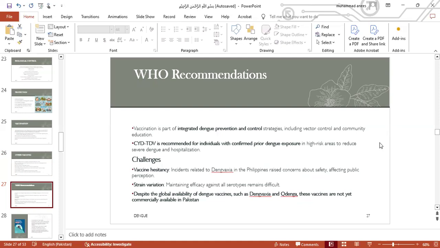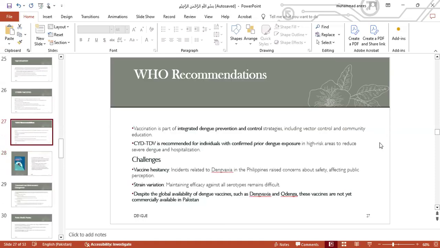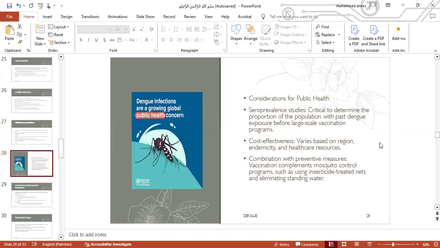However, there are certain challenges that have been faced, which is because of the vaccine hesitancy. Incidents related to Dengvaxia in the Philippines raised concerns about safety affecting public perception. Also, there is strain variation, which is maintaining the efficacy against all serotypes remains difficult because there are different genotypes of the virus. Despite the global availability of dengue vaccines, such as Dengvaxia and Qdenga, these vaccines are not yet commercially available in Pakistan.